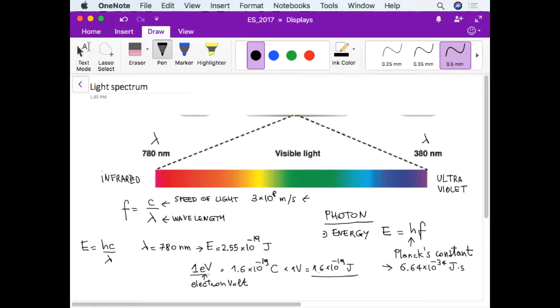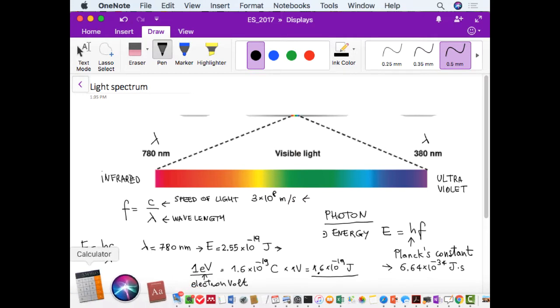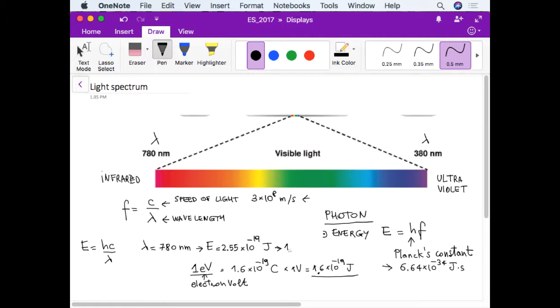So of course 1 electron volt is a very small energy, but it is very useful to use as a unit of measure for photon energy. You see the exponent of the power of 10 is exactly the same. So this energy for lambda equal to 780 nanometers is equal to, I need to make the calculation. 2.55 over 1.6 is 1.6 eV. Okay, which is easier to remember.